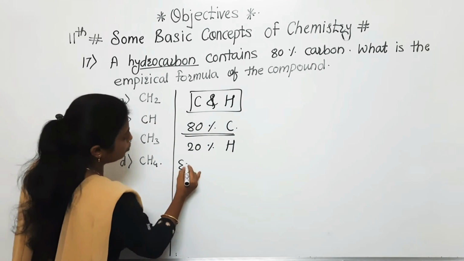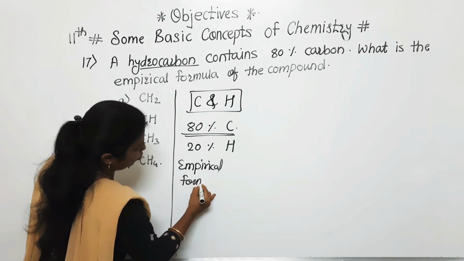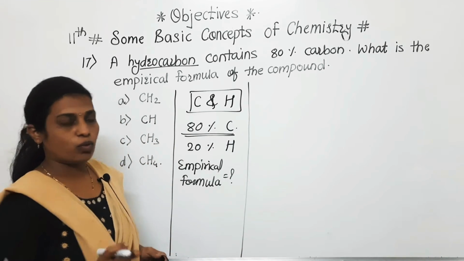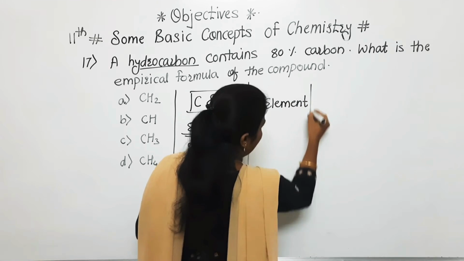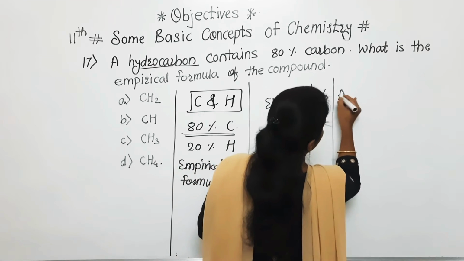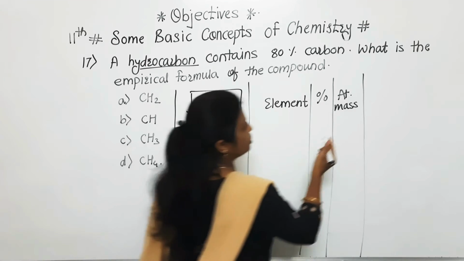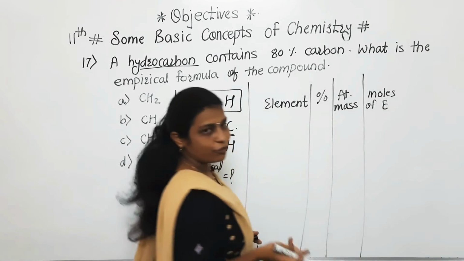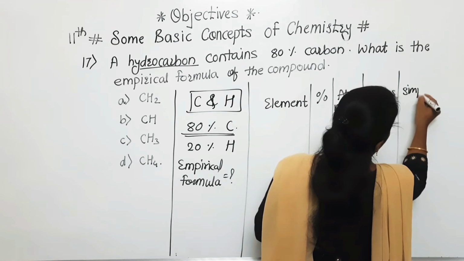What we have to find out is the empirical formula. How to find the empirical formula, we are going to discuss now. For that we have to prepare one table. Listen. First, the elements which are included in the compound. After that we take the percentage, whatever is given, then the atomic mass of the respective element. After that we find the moles of element, writing E for the element, and after that the simplest ratio.